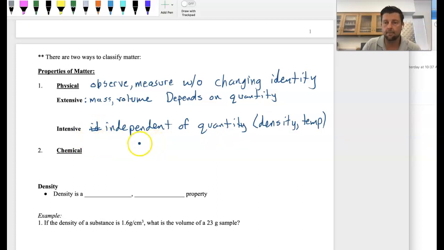Another would be density. If I have just a few grams of copper versus a large chunk of copper, it's going to have the same density, so it's independent. So some of those things would be like, let's say, copper density.